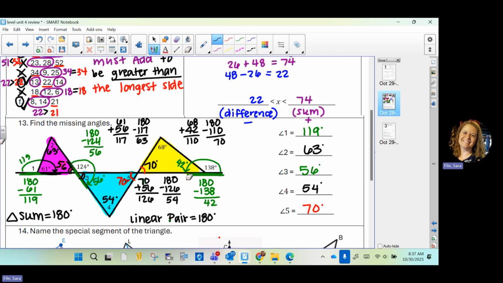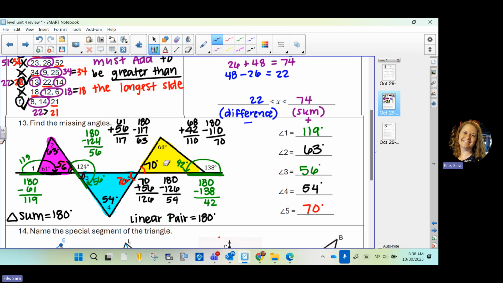You have to know linear pairs. You have to know vertical angles, and you have to know the triangle sum theorem. We feel okay about that one? Now, some of you may notice something, some of you may not. I'm going to point it out because it does save you some time if you know it.